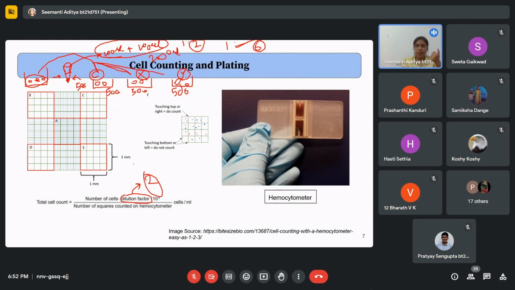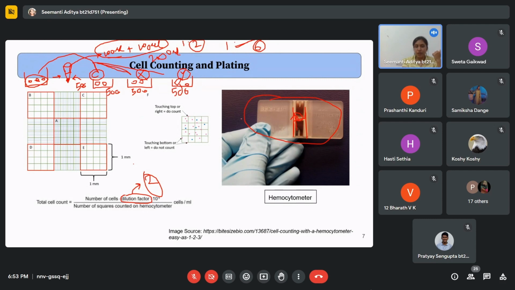So now we will plate this 100 microliter of cells in this hemocytometer. This is how a hemocytometer looks like. This hemocytometer looks like an H. There is an H in the center of the plate, and we can count the cells over here. So we have to insert our sample in this hemocytometer.